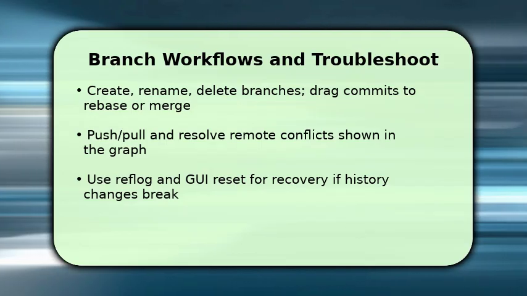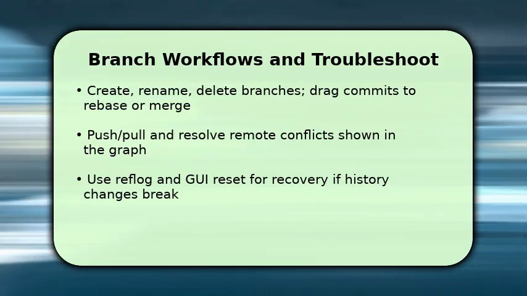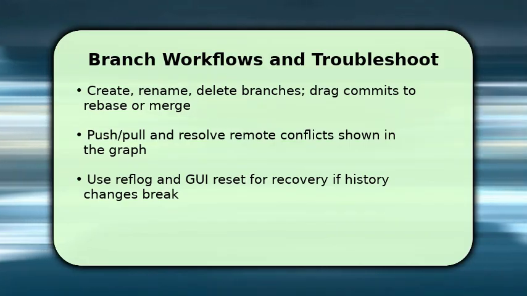When conflicts appear, Git Graph highlights conflicting files so you can open editors and resolve them. If something goes wrong, use the reflog view or the GUI reset options to recover lost commits. If unresolved, make sure remotes and local refs are correct before force pushing.